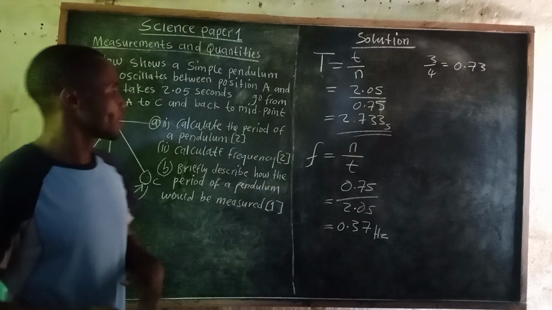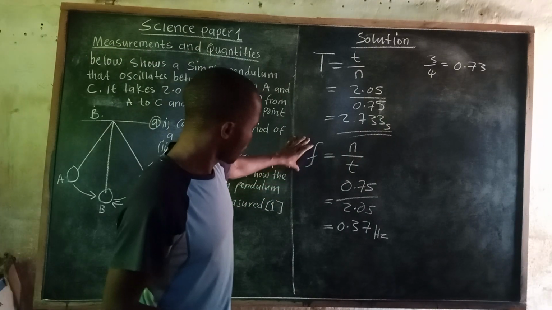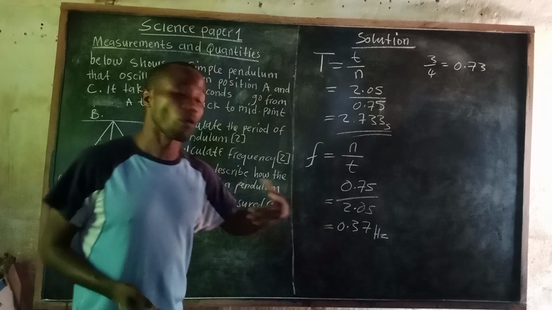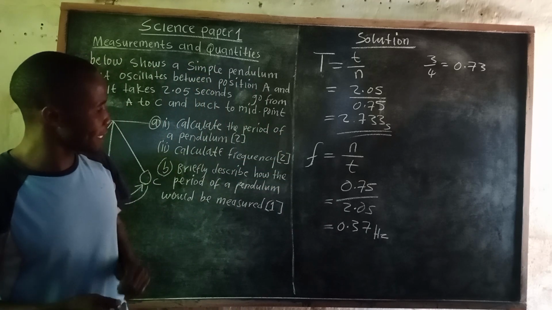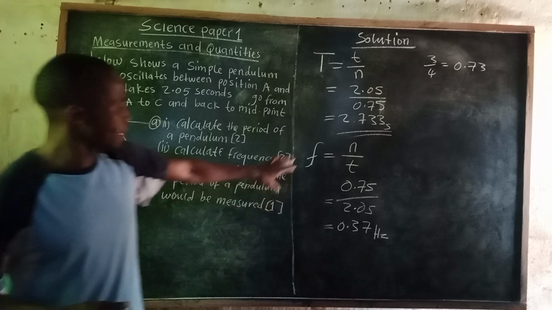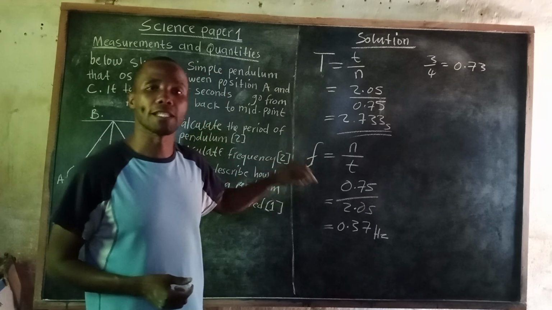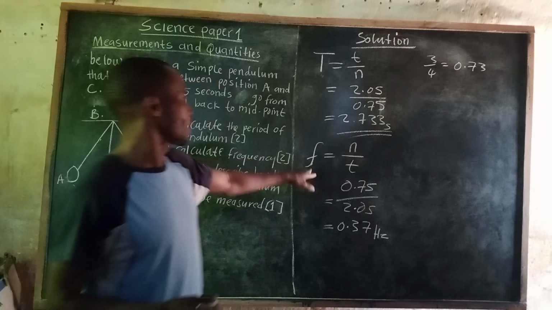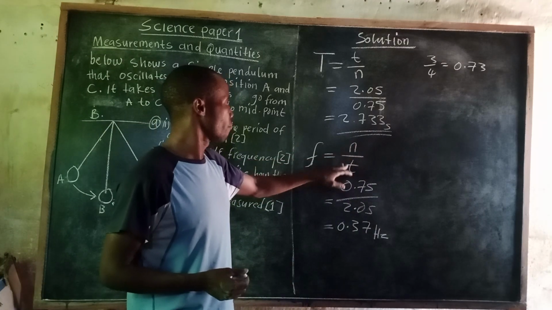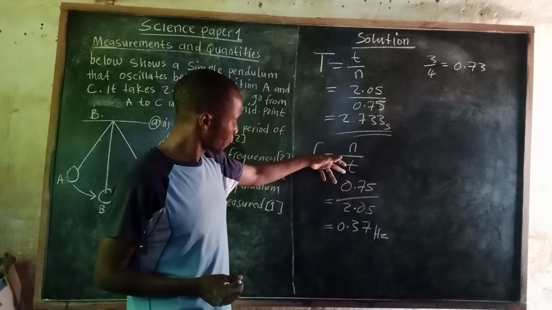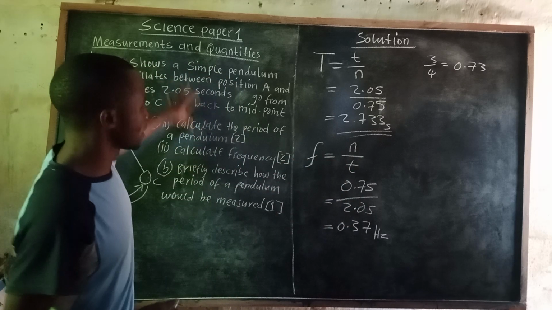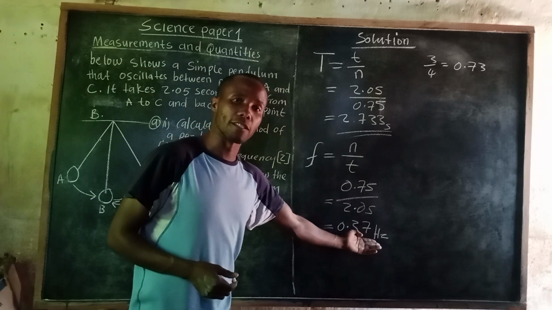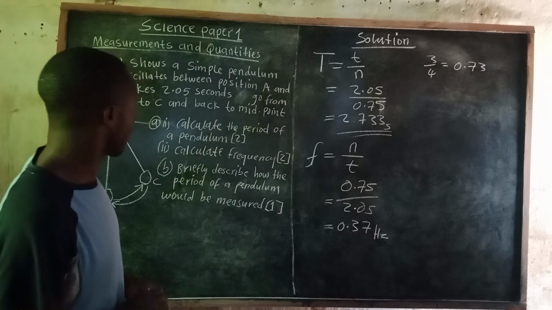So what is a frequency? A frequency is the number of complete oscillations per second. That is what is known as the frequency, and it is expressed as frequency equals n over t. We have just taken the values that we have in the statement and found the answer. So this is 2 marks.